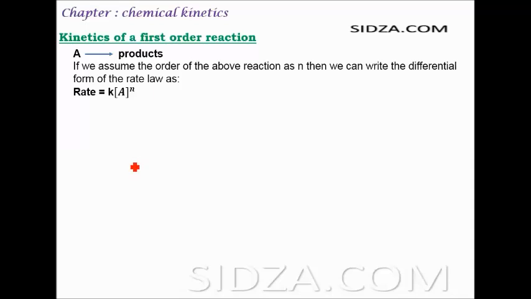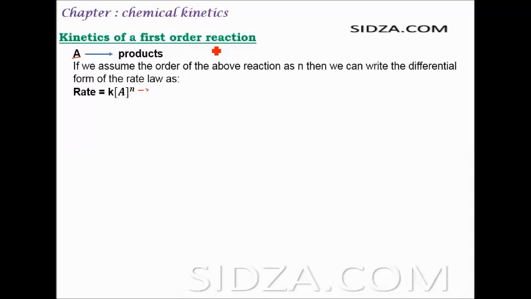Hi students, in this video we'll learn about first order reactions. We'll see the kinetics of a first order reaction. In general, when we have a particular reaction, suppose the reactant A is changed into the product, and the order of the reaction is n, so we write the rate of reaction as k into [A] power n, where n is the order of the reaction.